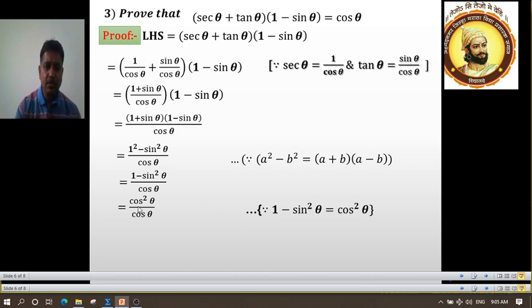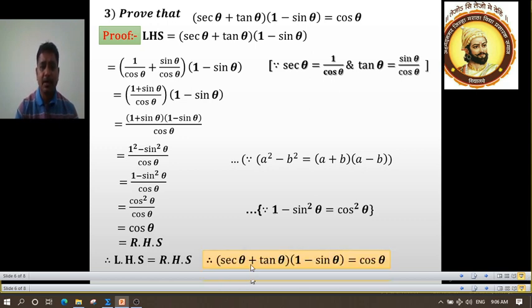Now here at the numerator, cos square theta means cos theta into cos theta. So one cos theta from the numerator and denominator cancelled, we get only cos theta at the numerator. But cos theta is the RHS, right hand side. So we get equal to RHS. Therefore LHS is equal to RHS. Therefore this is proved: sec theta plus tan theta into 1 minus sin theta is equal to cos theta.